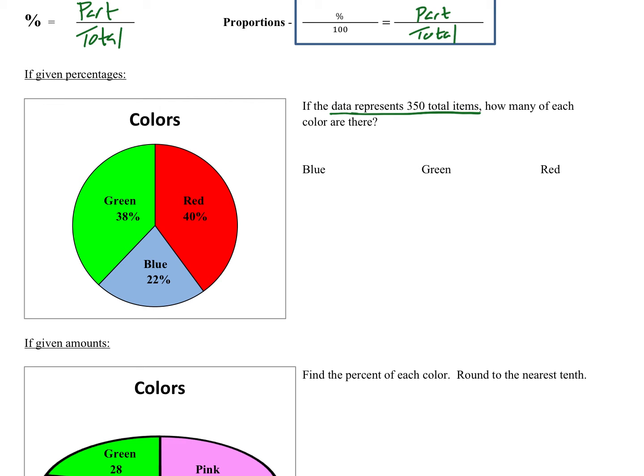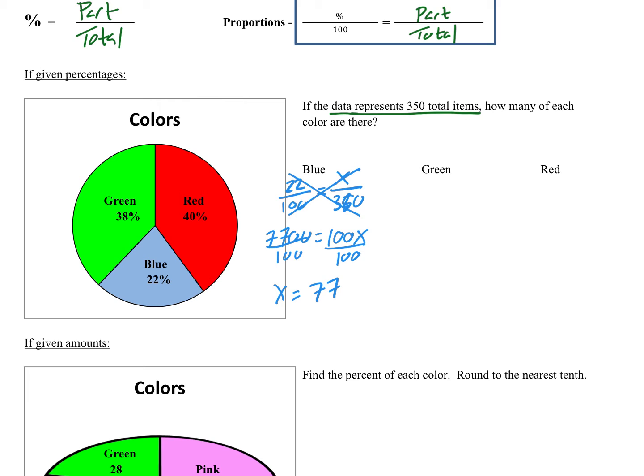So we'll start with blue. Blue here is 22 out of the total 100% of our colors. And we don't know how many blue there were, but we do know that there were 350 total items. So just as a reminder, when we are solving a proportion, we're going to be using cross multiplication. So we can cross multiply 22 times 350 to get 7,700 equals our other cross multiplication, 100x. And then we're going to divide both sides by that 100, and we'll find that our x equals 77, or there are 77 blue items.